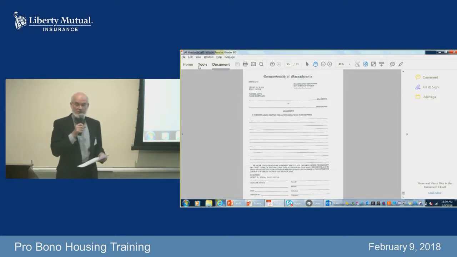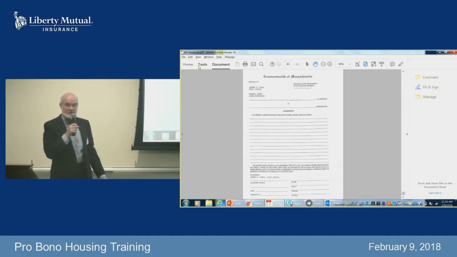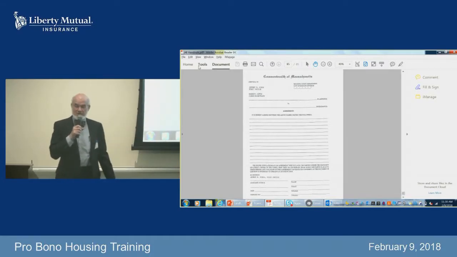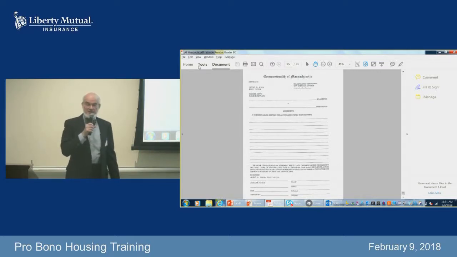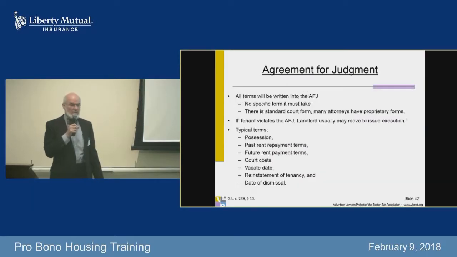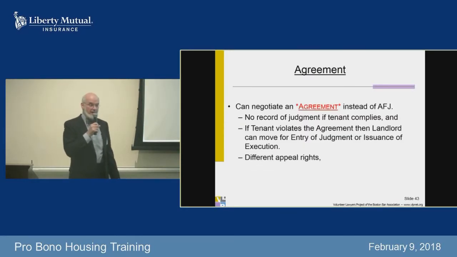There is not a standard form for the court, so we've shown you that the court just has a blank agreement form in which the terms can be written, and you could write in something like the terms that I described to you. It will be seen as a slightly odd creature in the housing court, which is used to agreements for judgment, but we are seeing some cases where there are agreements like this, and a major benefit of it is that no judgment ever enters against the tenant until and unless it is necessary. And if it's not necessary, then the case just eventually gets dismissed without any judgment being entered against the tenant.